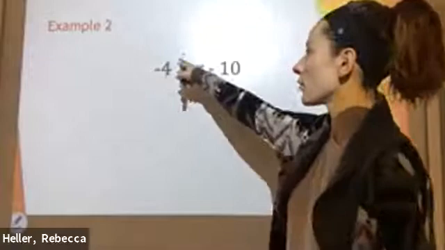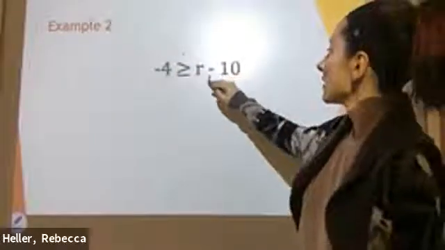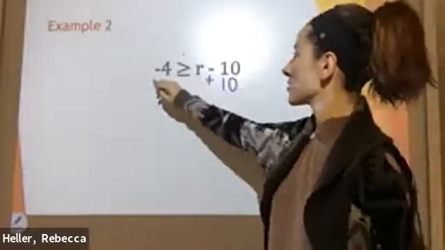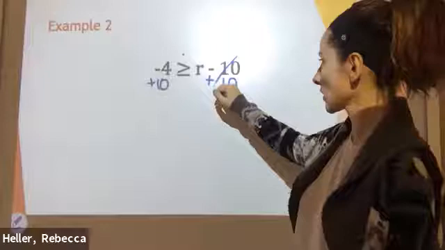So we have -4 is greater than or equal to r minus 10. Solve it first, so add 10 to both sides. Cross out the 10. -4 plus 10 is 6, greater than or equal to r. So here's a perfect example of what I was just talking about. Some people are fine reading it backwards like this and still being able to graph it correctly.